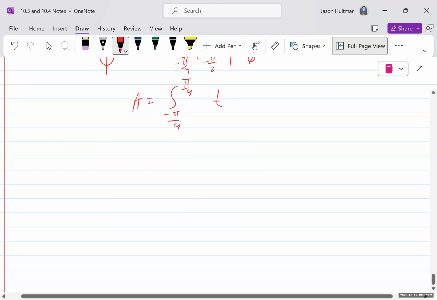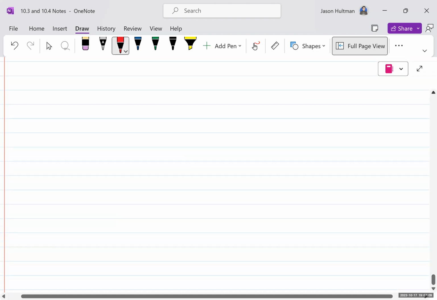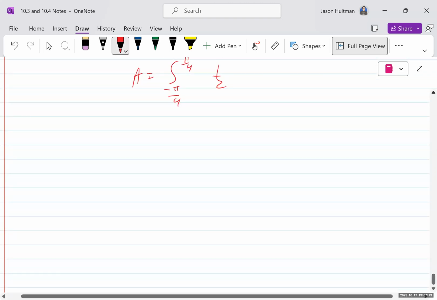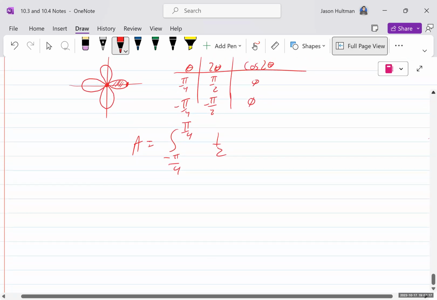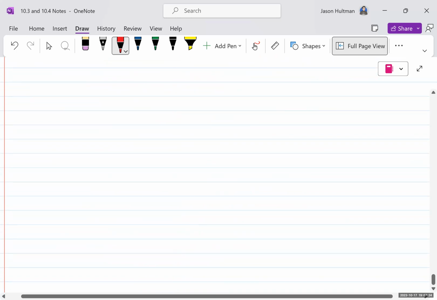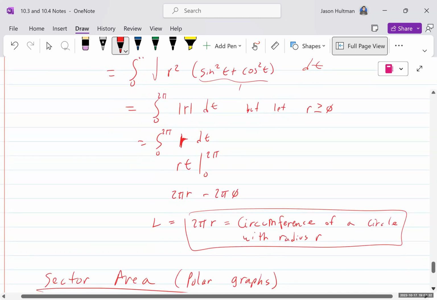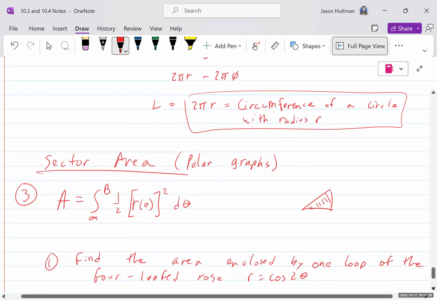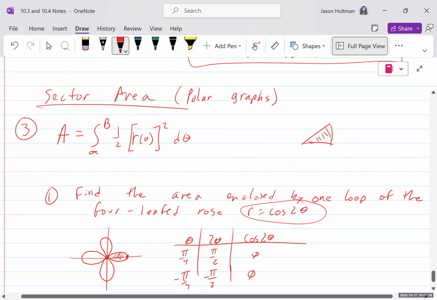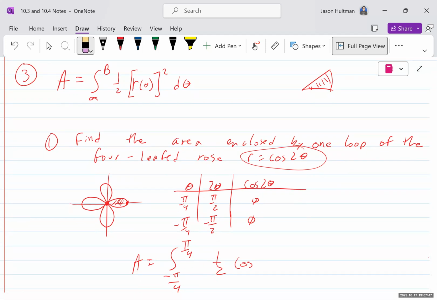Okay, and then this is 1/2 times r of theta. But what was my function for my 4-leaf rose? It was cosine 2 theta, right? Oh, come on. Stop bewitching my tablet. Demons out. Okay, so r is equal to cosine 2 theta. So this is 1/2 times cosine 2 theta squared d theta.